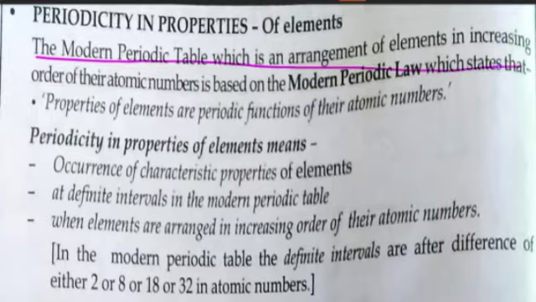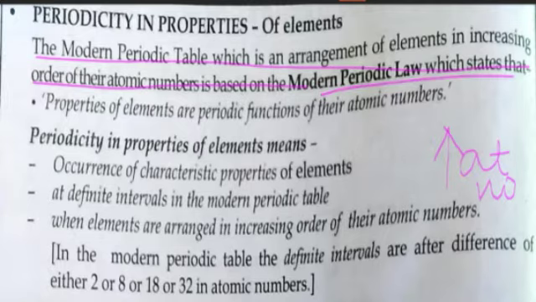The modern periodic table, which is an arrangement of elements in increasing order of the atomic number, is based on the modern periodic law. Now, what does the modern periodic law state? That is very important. It can be asked, you can see this is highlighted. It states that properties of elements are periodic functions of their atomic numbers.